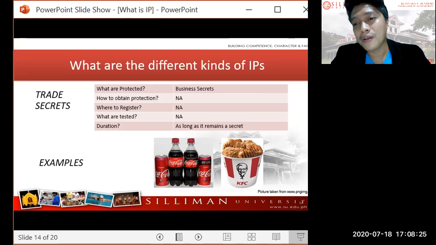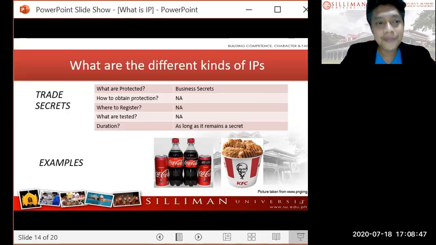A good example of this one is the formula of Coca-Cola. Another example is the recipe of the chicken of KFC. In our case, Chicken Joy of Jollibee. They have their trade secret. Okay, so it's protected.